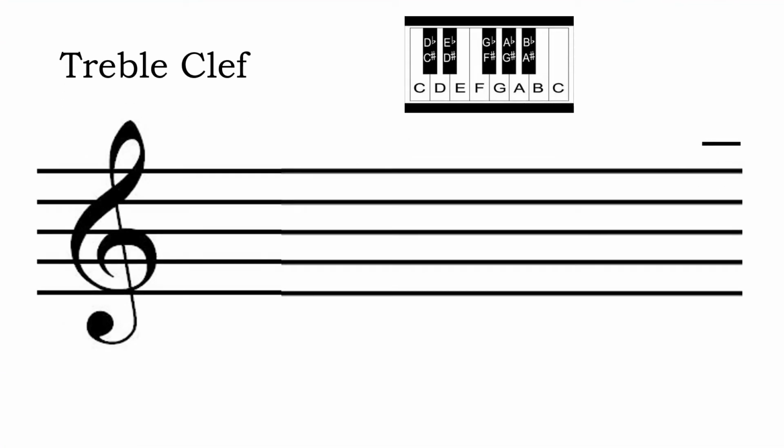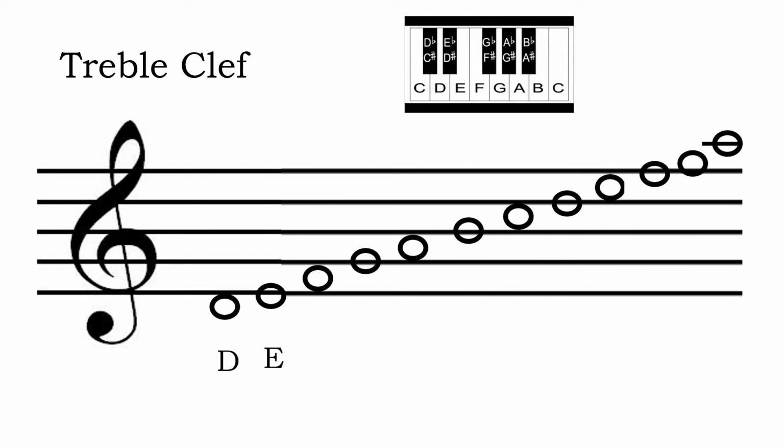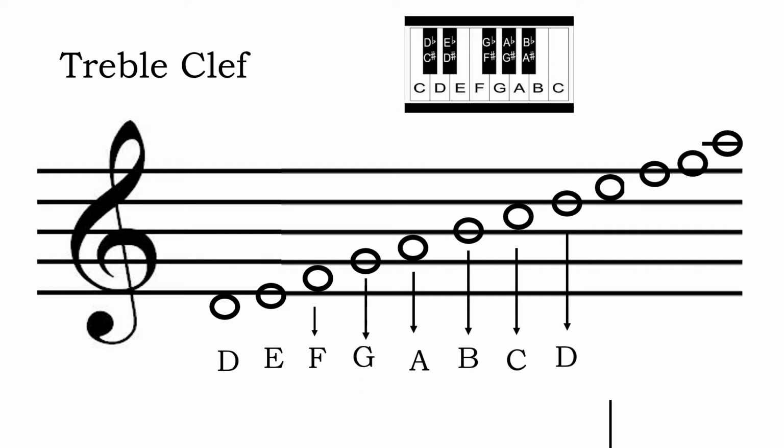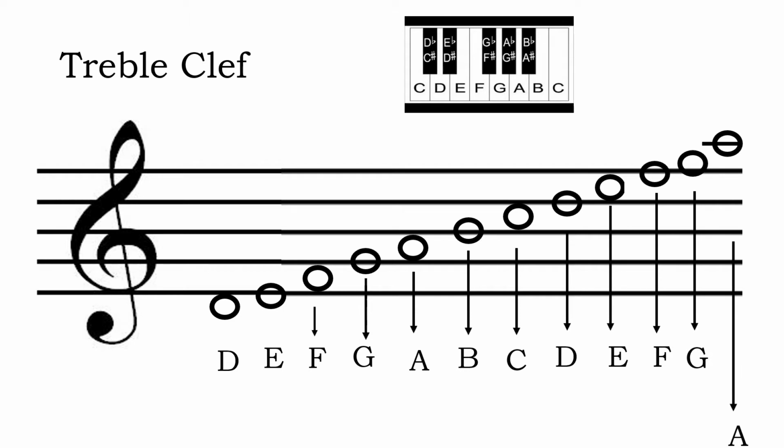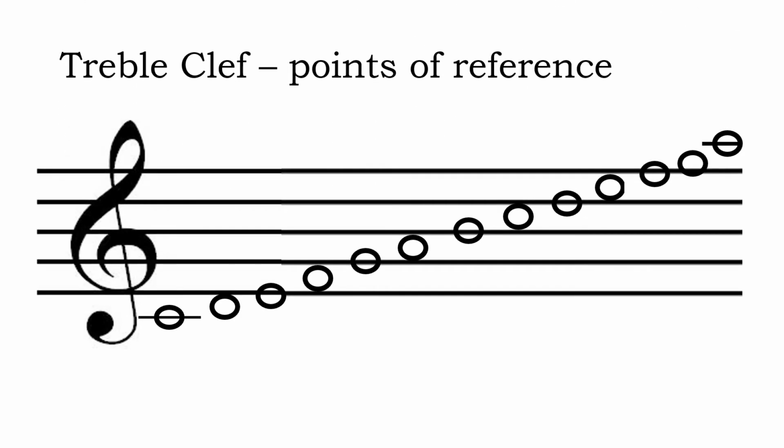The most common clef is the treble clef. You will notice that the notes are placed onto 5 lines, which is called a stave. For the treble clef, the notes are placed like this. So, when reading the treble clef, you can use reference points to help make it quicker to know which notes are where. These are the reference points I find easiest to use.